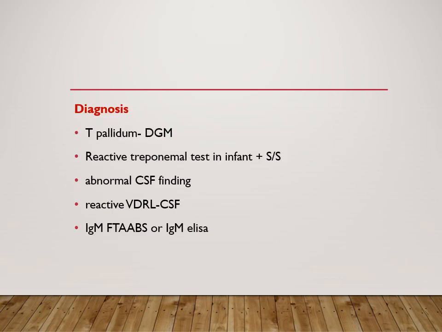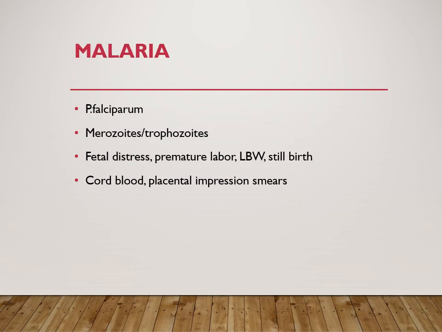How you can diagnose: either by dark ground microscopy or a reactive treponemal test in the infant with silent symptoms, abnormal CSF findings, reactive VDRL in CSF, or IgM FTA-ABS, that is, fluorescent treponemal antibody absorption test, or IgM ELISA. So these are the very important tests which can be done in case of congenital syphilis.